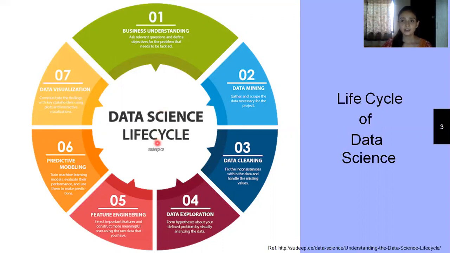In the data science life cycle, the first step is business understanding. In that, you have to identify the data that you are interested in. Suppose I take the example of linear regression: over there we are interested in calculating the CO2 emissions. For that I have to gather the data. That gathering of the data is a part of step 2, the data mining. Over here I have to gather and scrape the data that is necessary for the project.